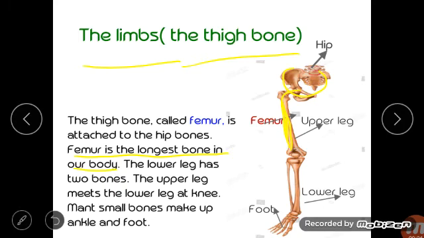The lower leg has two bones, like the lower arm has two bones, no? Similarly, this whole is the lower part of the leg, and this whole is the upper part. So the lower leg has two bones. The upper leg meets the lower leg at the knee. Many small bones make up the ankle and foot, like many small bones make up the wrist.